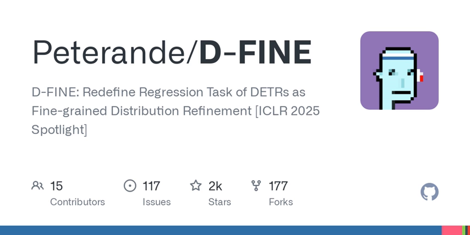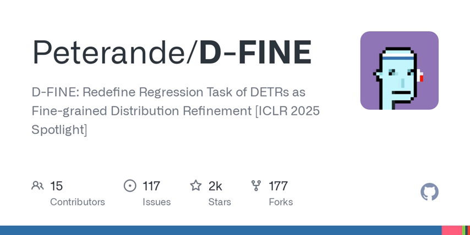I'm super excited to dive into today's topic, which revolves around some cutting-edge developments in the field of computer vision and object detection. We'll be discussing a fascinating new approach called DEFINE, or Fine-Grained Distribution Refinement, which promises to redefine how we tackle the regression task in the context of DETR, detection transformers. So what exactly is DEFINE?